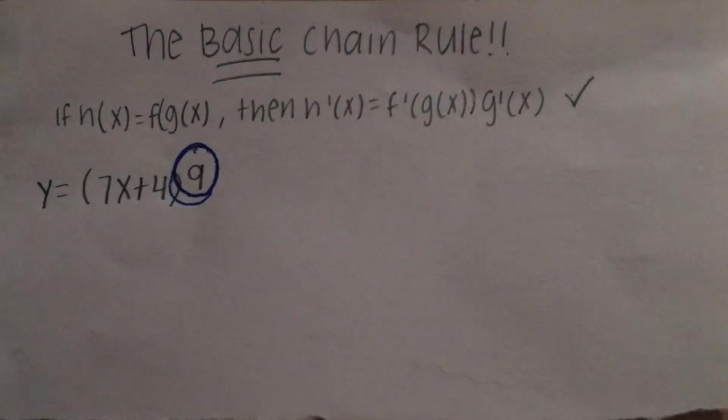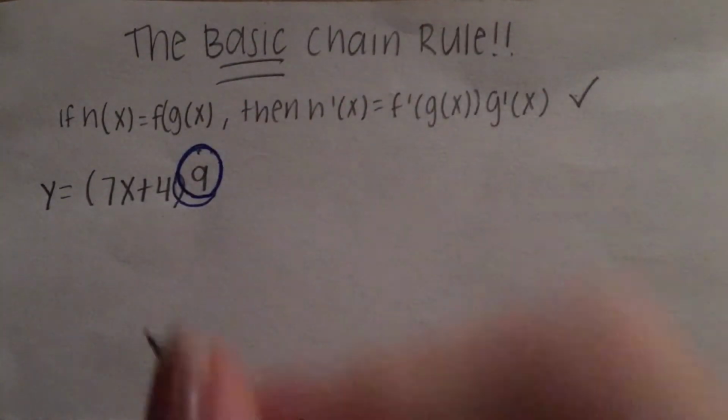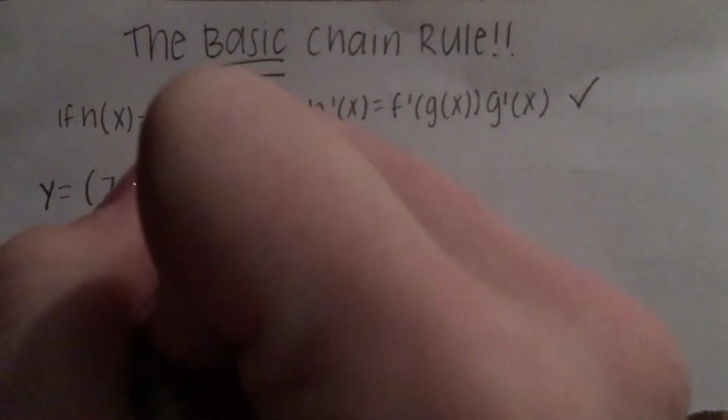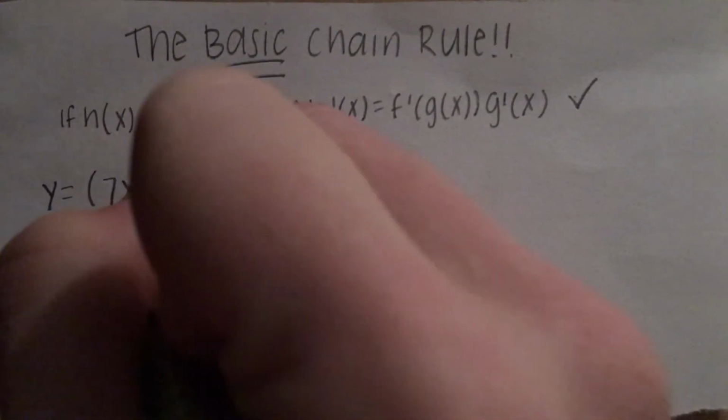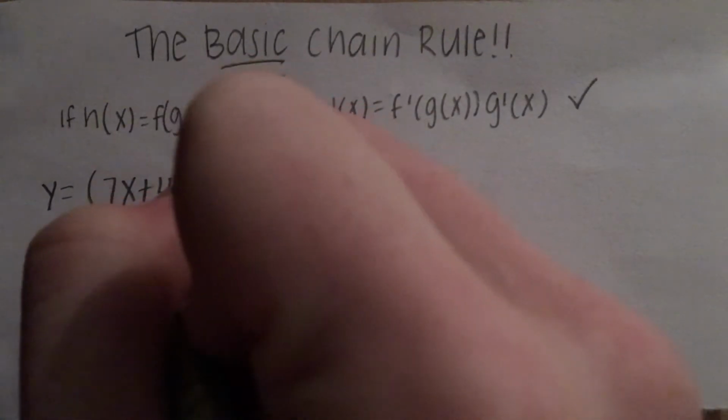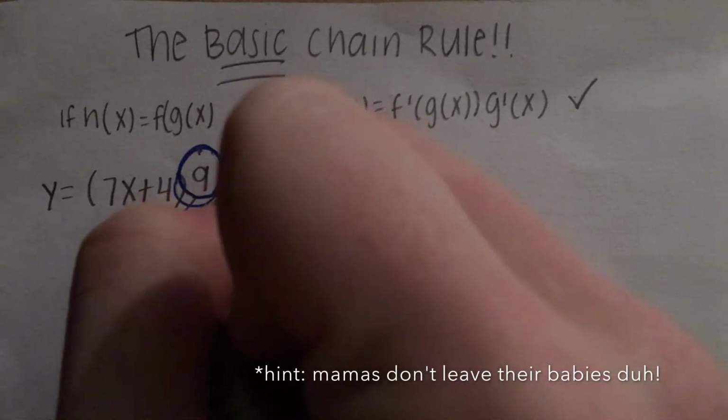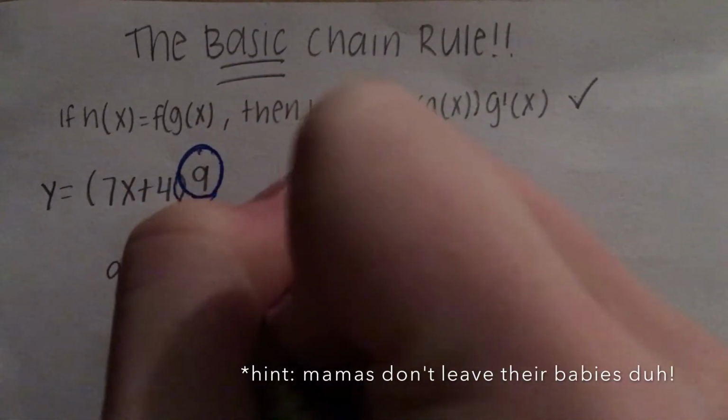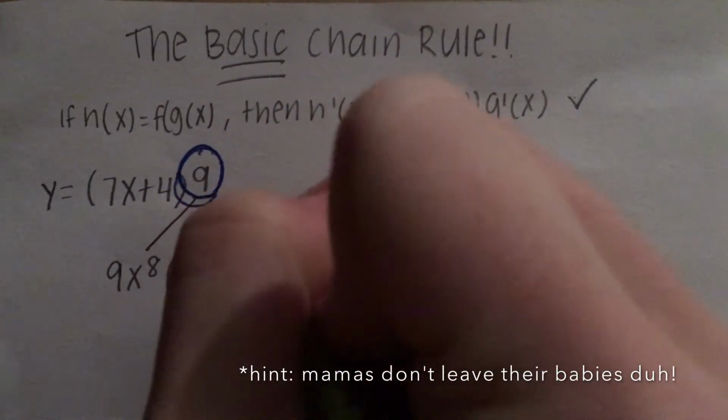So as you can see here, I'm circling the 9 because the something to the 9th power is actually the mama, and so that's what we're going to derive first. And so we take the derivative to the 9th power, we get 9x to the 8th. And so that's going to be the first part of our next equation. From here, we do not mess with the baby, and we just attach the baby to our 9x to the 8th.